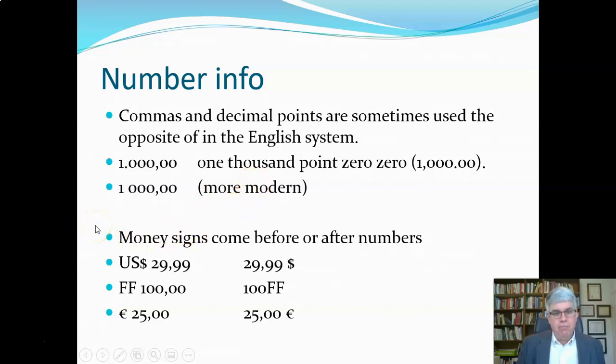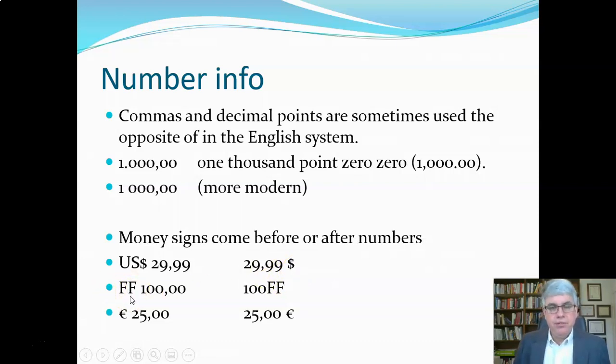Now, if you're talking about money, the money signs come before or after the figure. So if something were $29.99, we could write it as US dollars, $29.99 or 29,99 $, and this would be 29,99 dollars. So that'd be 29, virgule is comma, and then 99, quatre-vingt-dix-neuf, 4 20s, 10, 9 would be 99.